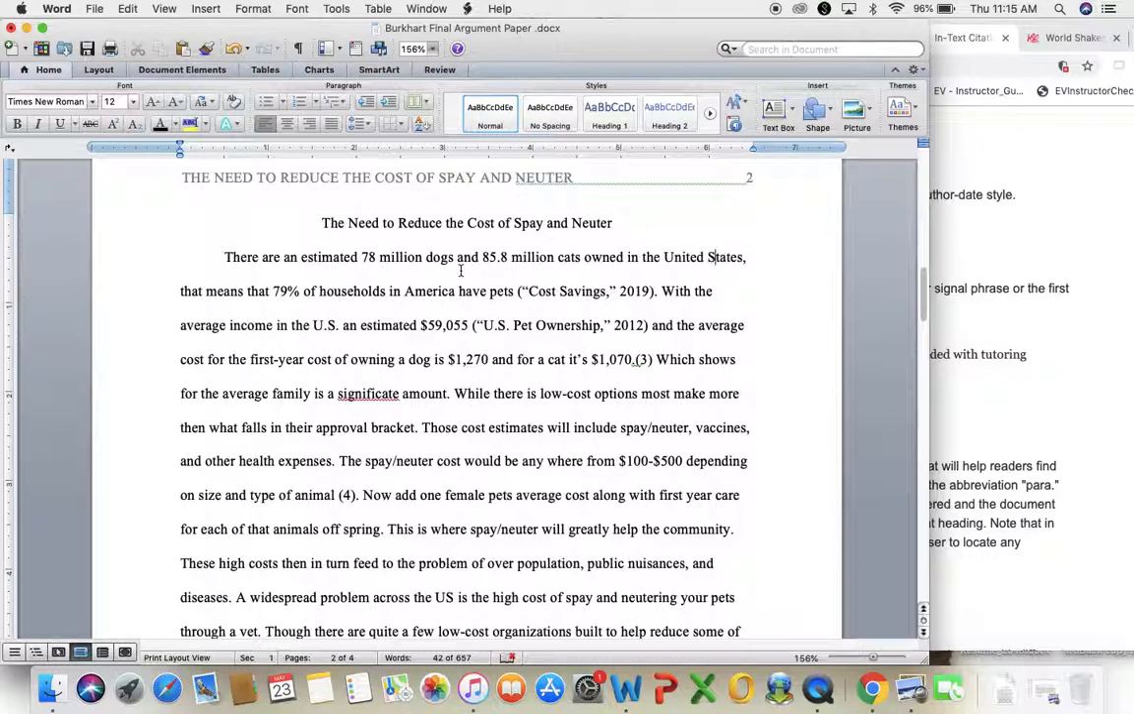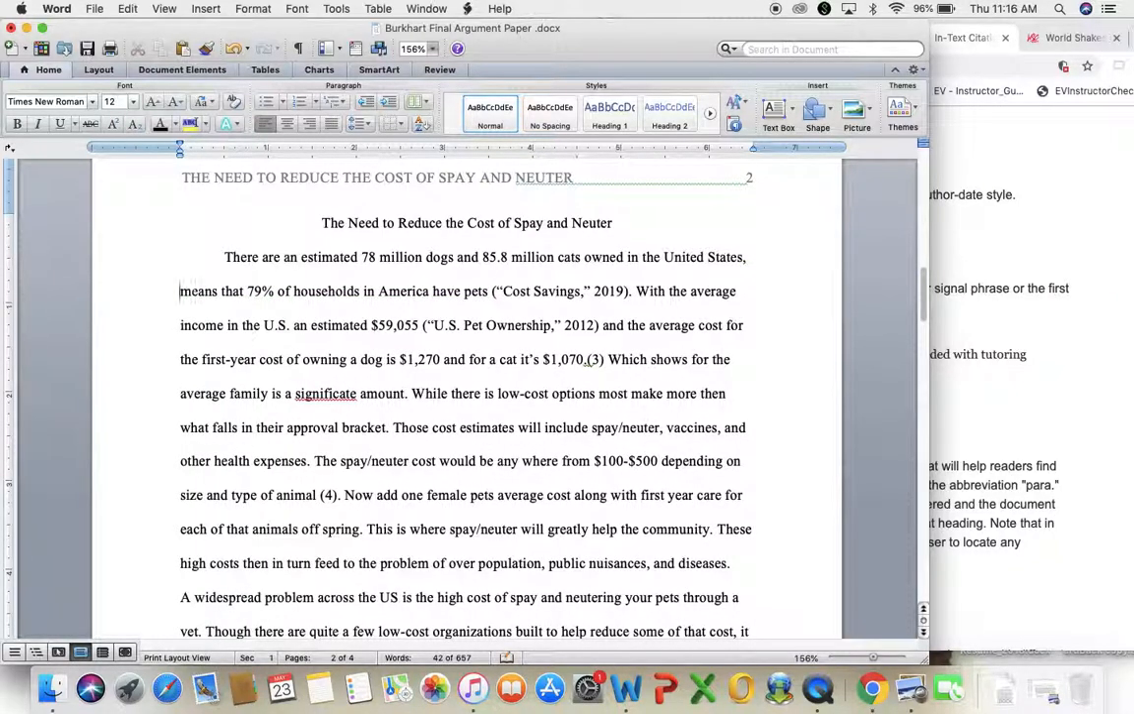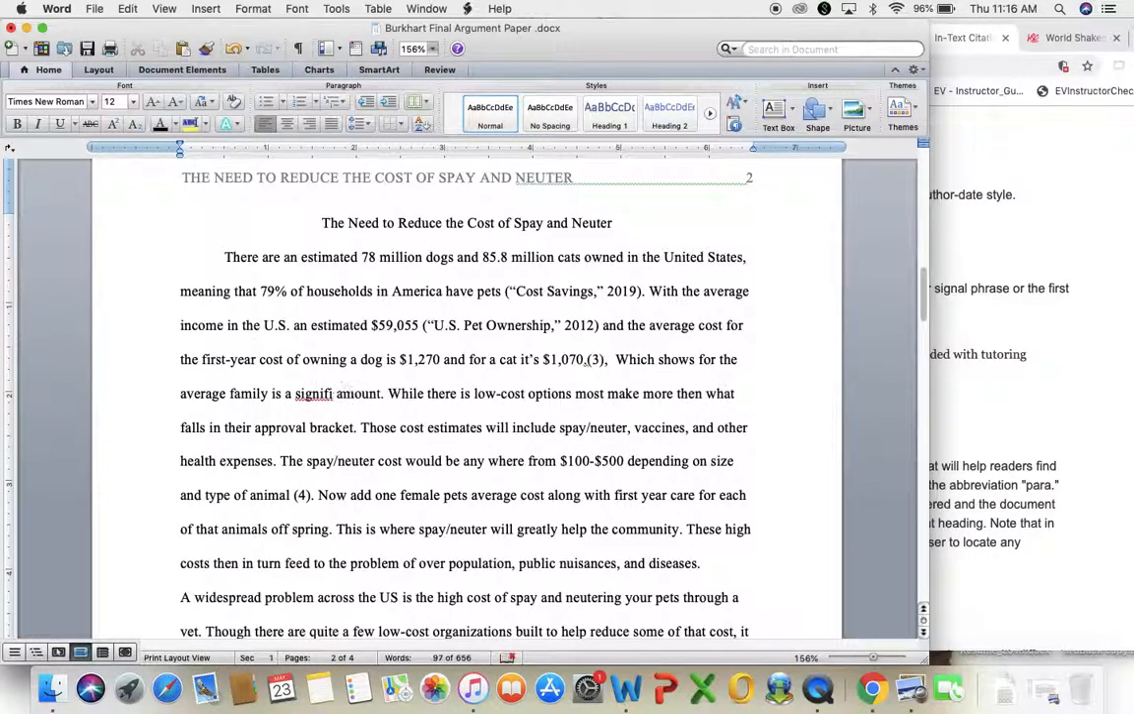So if there are an estimated 78 million dog, blah, blah, blah, cats owned in the United States, instead of saying that, you can just use a gerund, an ing verb, meaning that this many households in America have pets. Citation, right, with the average income in the U.S., an estimated blah, blah, blah, and the average cost for the first year cost of owning a dog is blah, blah, blah, and for a cat, it's blah, blah, blah, right, and that's a fragment. So that's going to need, this is just spelled wrong, because you need significant.